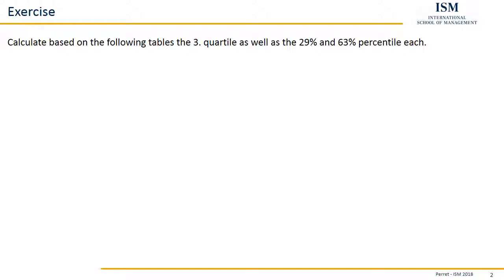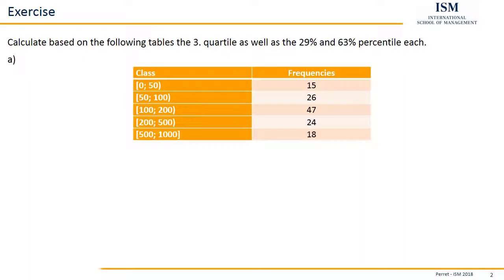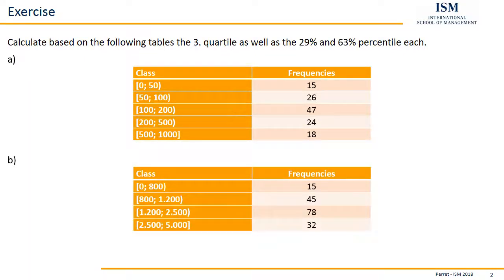Calculate based on the following tables the third quartile as well as the 29% and the 63% percentile each. Then we have two parts and we can see here directly this is on quantiles, rather percentiles of classified data sets. So how do we proceed with this?